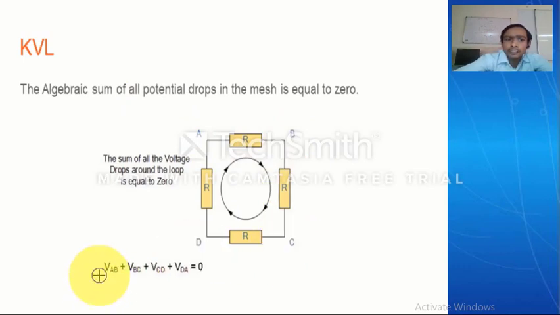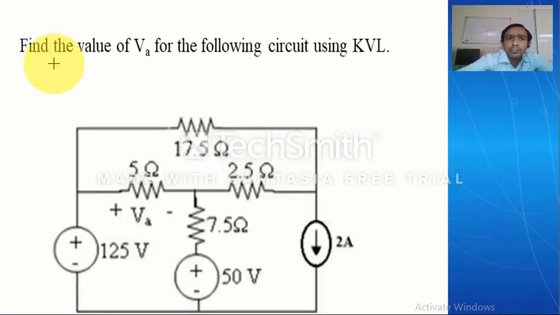I have already mentioned potential between AB plus potential between B to C plus potential between C to D plus potential between D to A is always equal to 0. I have also given an example here. Find the value of VA using KVL. First I will discuss the KVL part. How to calculate the value, that is a different issue. We will discuss in next lecture when we will do numerical in next class.